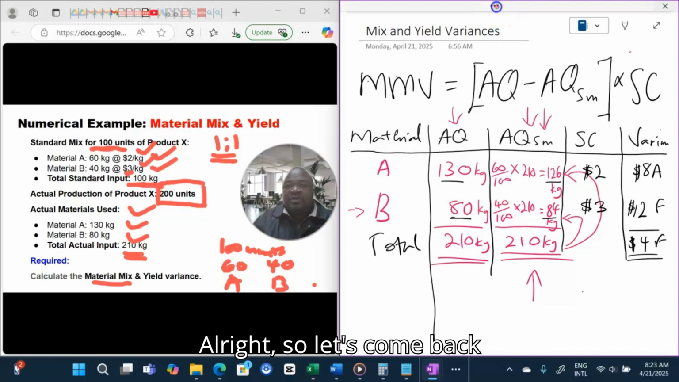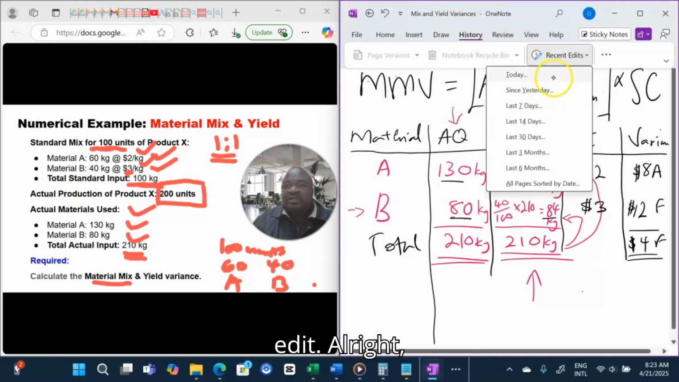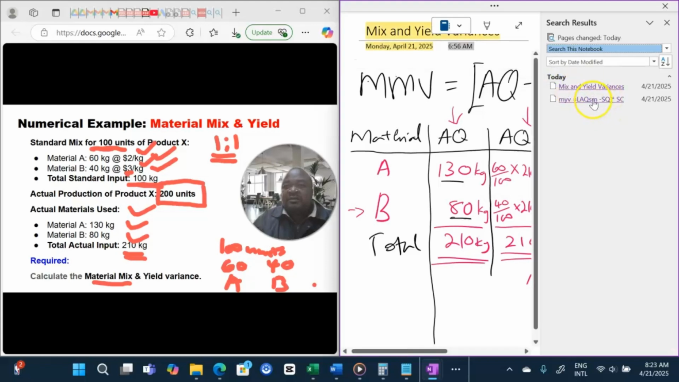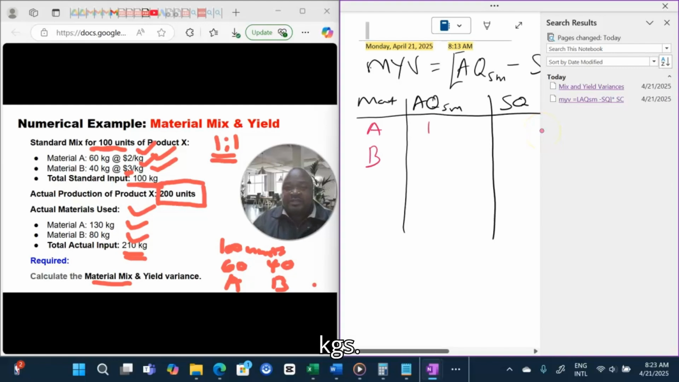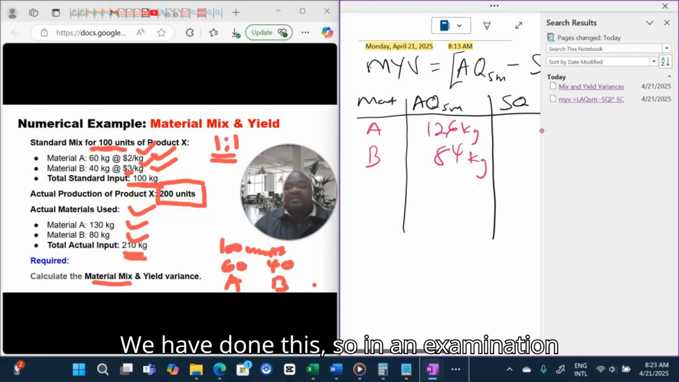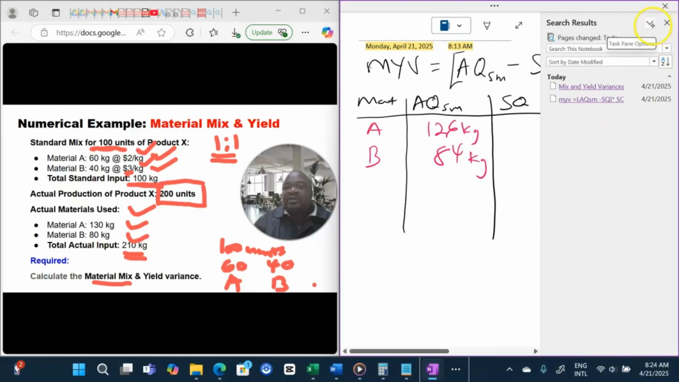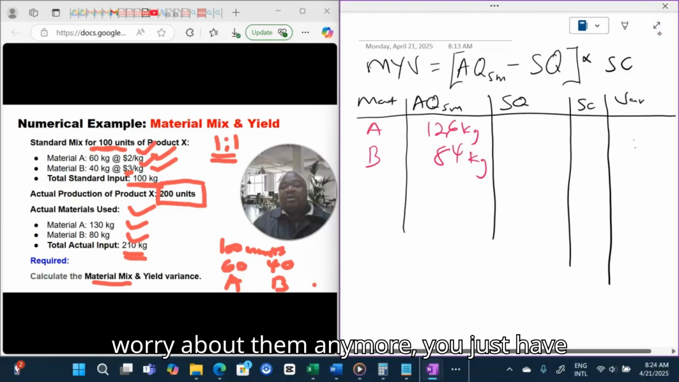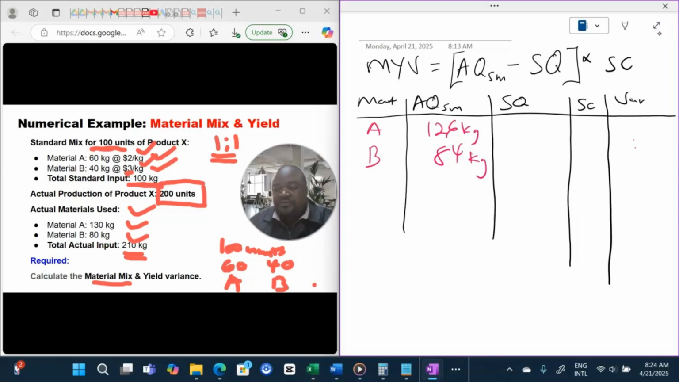All right, so let's come back to our current edit. All right, so we are looking at 126 kgs and 84 kgs. We have done this. So in an examination, you would have done that computation and you need not worry about them anymore. You just have to copy and paste on your solution.